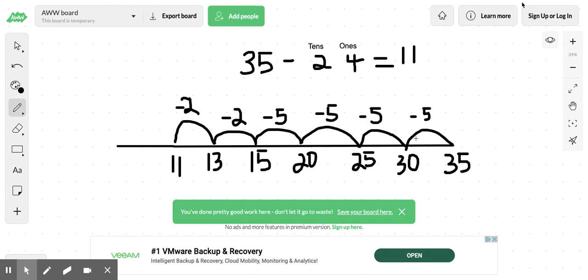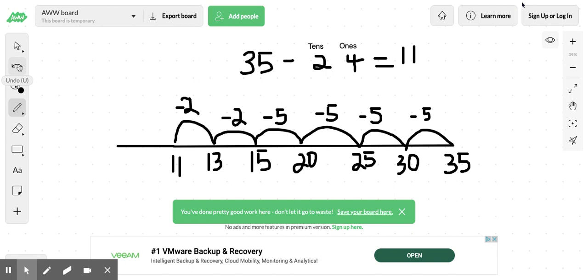So this, boys and girls, is one way we can use a number line. We went down by 5s, so 5 plus 5 is 10, plus 5 and 5 is another 10. That gave us our two 10s. 2 plus 2 is 4, and that gave us our 4 ones. So we've subtracted everything we're supposed to, and we got our answer at 11.